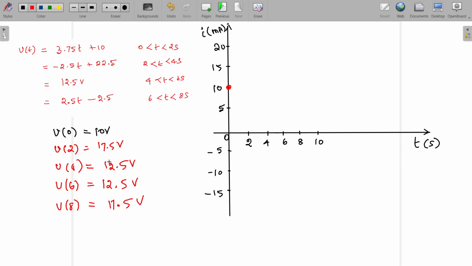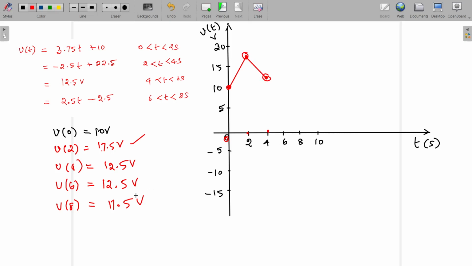So after getting this, we can plot it. V of 0, that means at t equal to 0 the value is 10 volts. Sorry, this axis is V of t in volts, right? So V of 2 is 17.5. For 2 seconds, it is 17.5, so it comes around here. You can join these two. Now V of 4 is 12.5, so for 4 it comes here. You can join these 2 points.